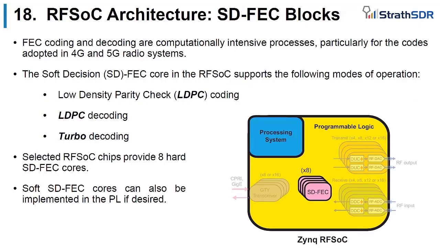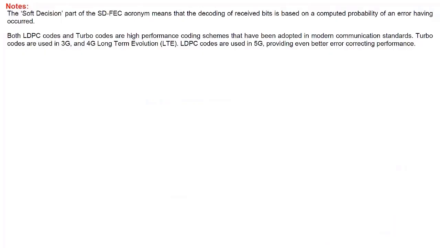So the SDFEC blocks, LDPC, turbo coding, and various other accelerated implementations. And what you will actually select will be a function of whether it's 4G or 5G, and so on. And of course, you may choose not to use these for some good engineering reason.